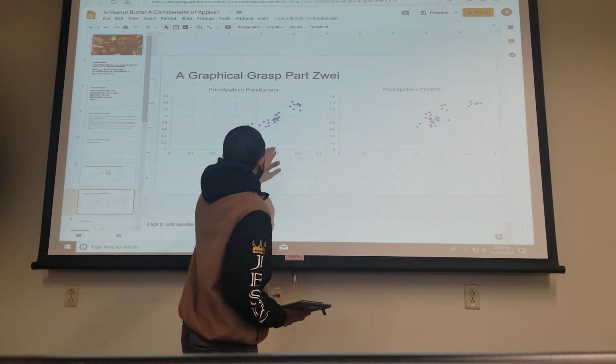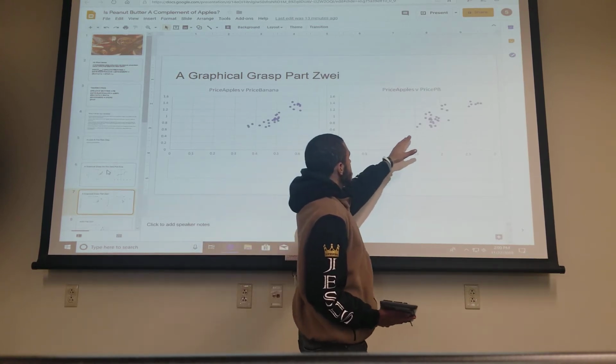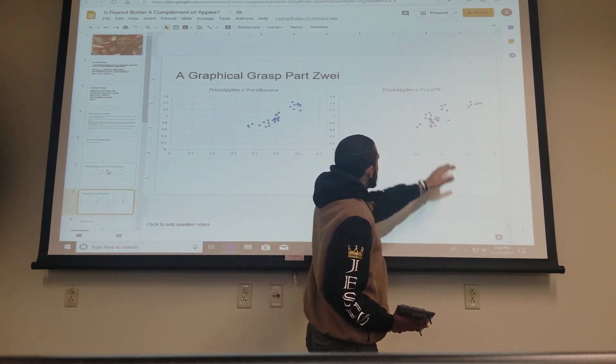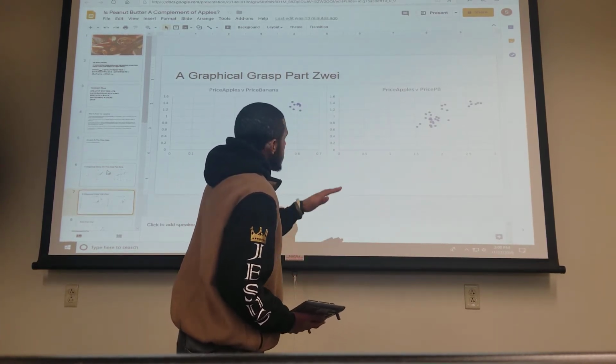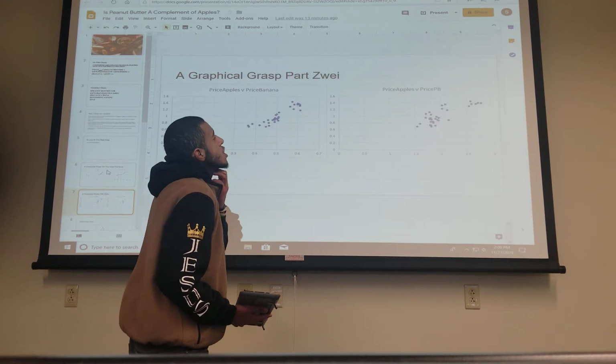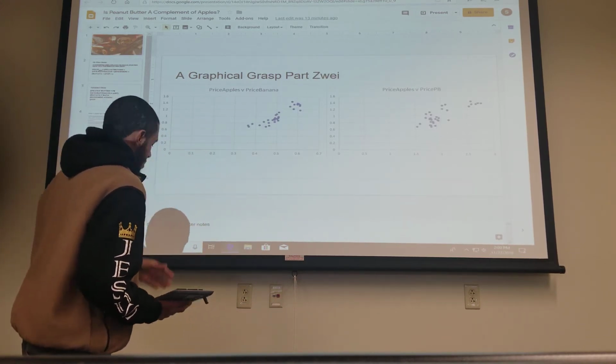Same kind of deal here. Nice small variances going on. This one is a bit more funky. Some of the error was a bit more. The price of peanut butter was kind of funky. Still, you can tell there's a positive relationship, and there's a decent amount of homoscedasticity.